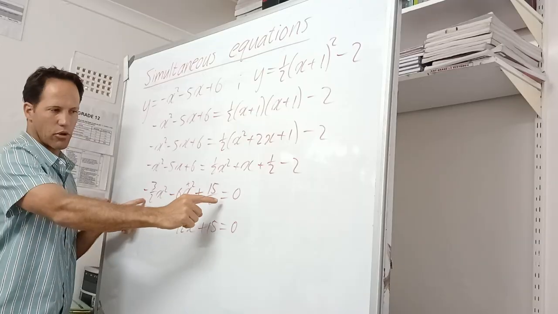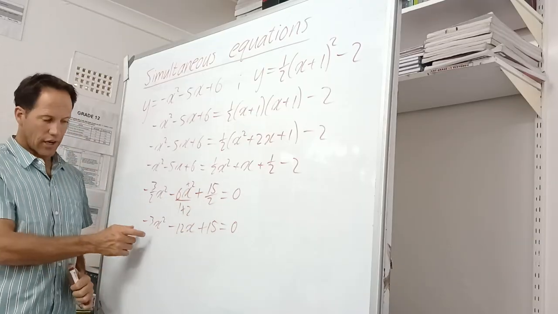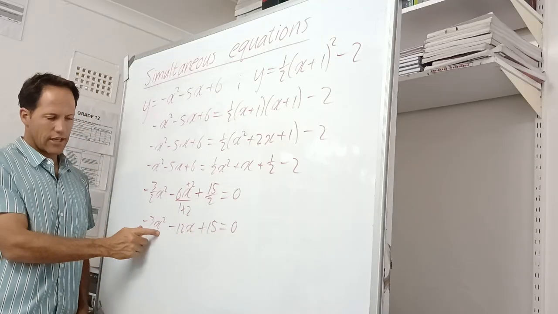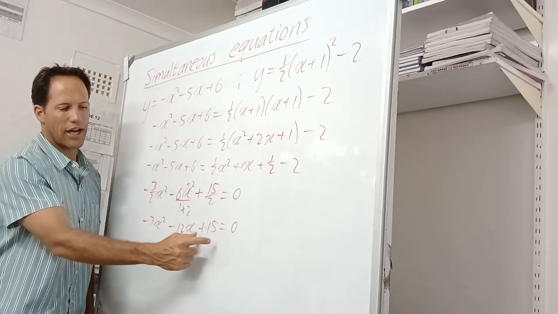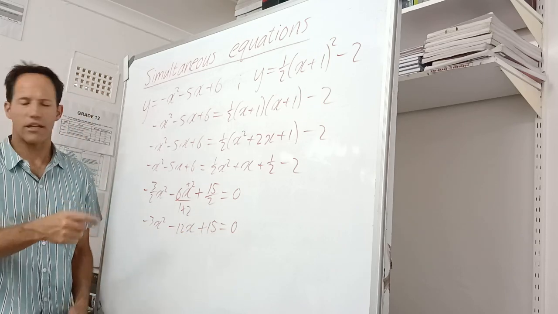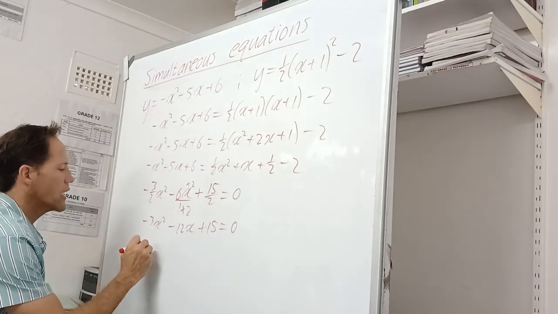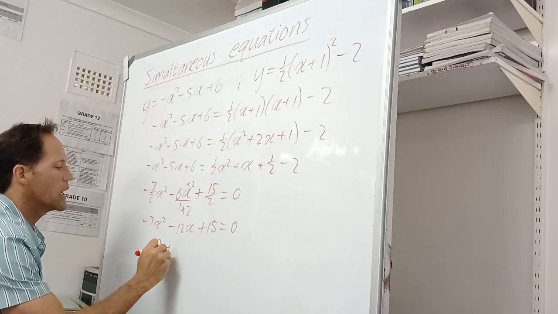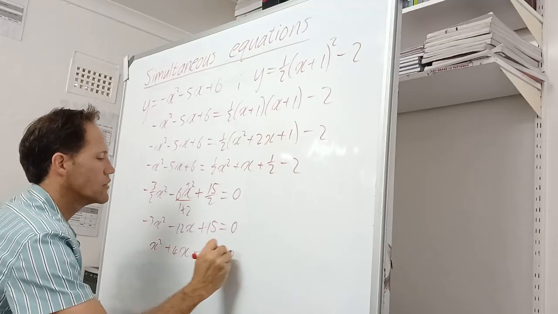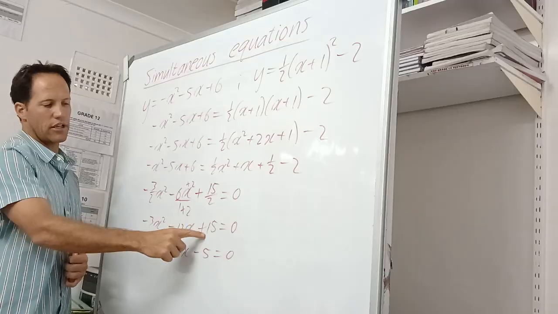Then I can take them away, and now what you can do is divide everything by negative 3. Remember, at any stage you can divide by a number as long as you do it everywhere. Okay? You guys know that, right? So we can divide everything by negative 3, and then we're going to have x squared plus 4x minus 5 equal to 0. Okay? Divide by negative 3.